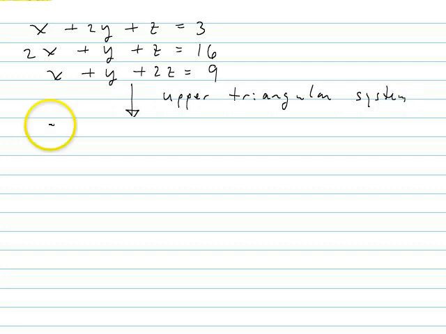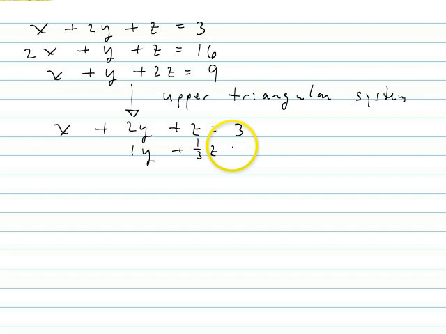An upper triangular system is a system of equations where the top equation has all 3 variables. The second equation only has 2 of them, so it doesn't have that x term. And the third equation doesn't have an x or a y, but just has a z. So this is sort of our goal. I'm going to teach you how to take these 3 equations and convert them into these 3 equations.